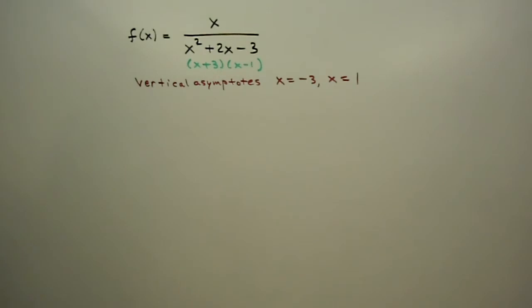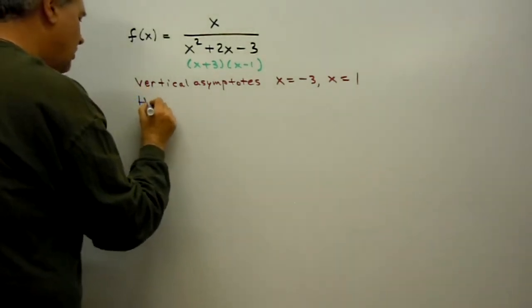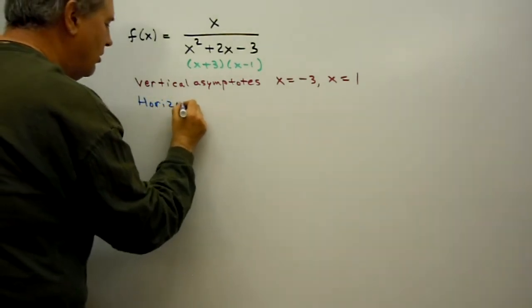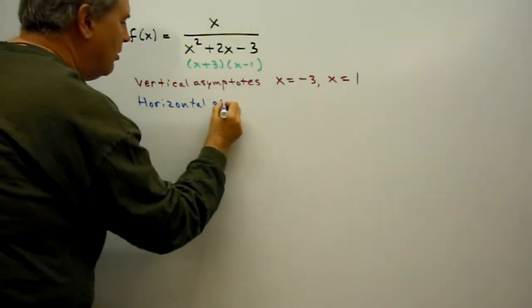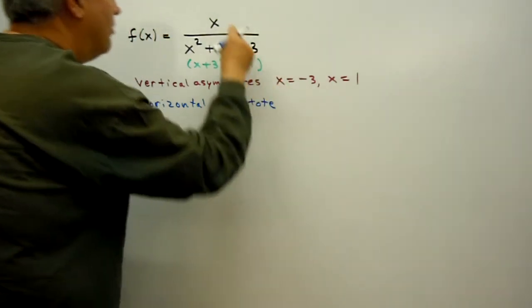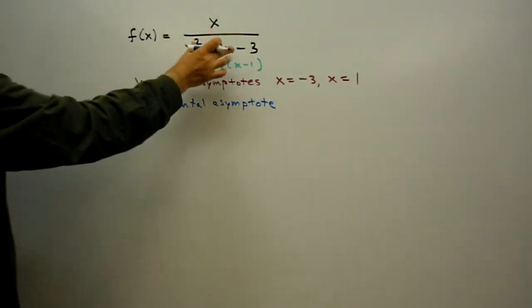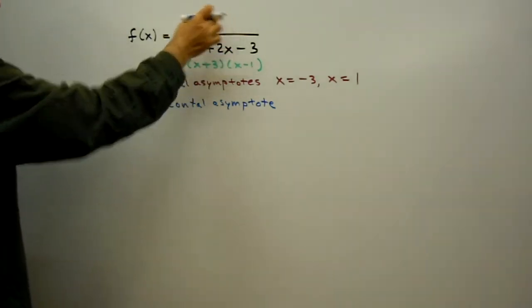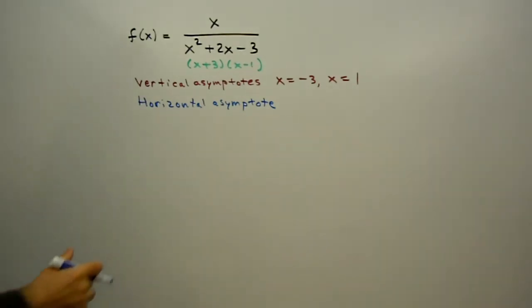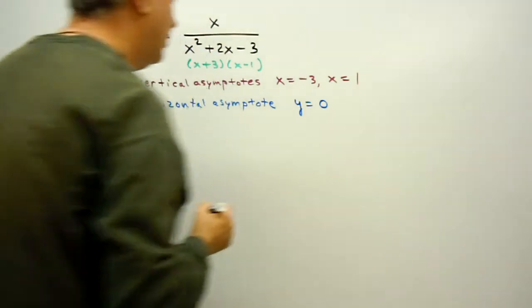And then, for the horizontal asymptote, notice that the degree of the top is 1 and the degree of the bottom is 2. So when the degree of the denominator is greater than the degree of the numerator, it's going to have a horizontal asymptote of y equals 0.